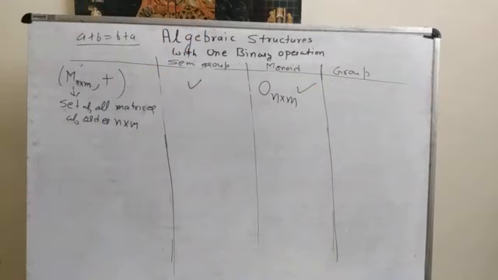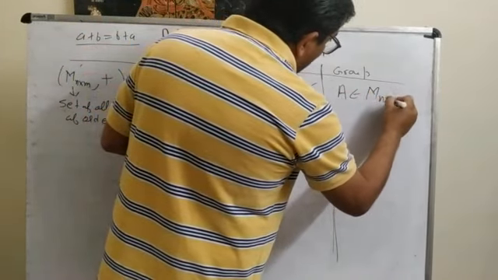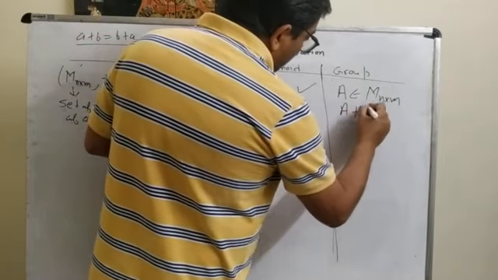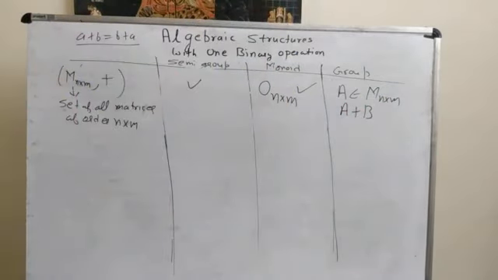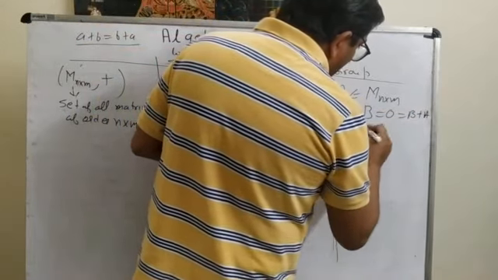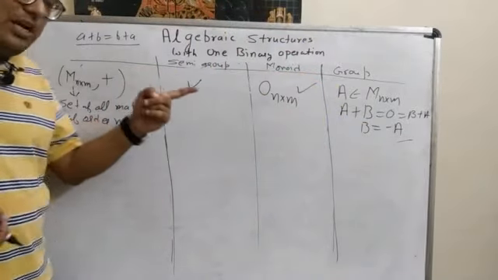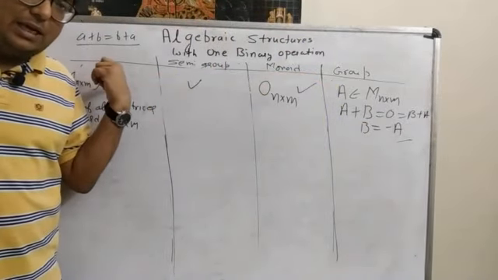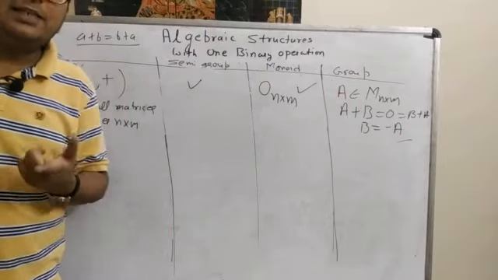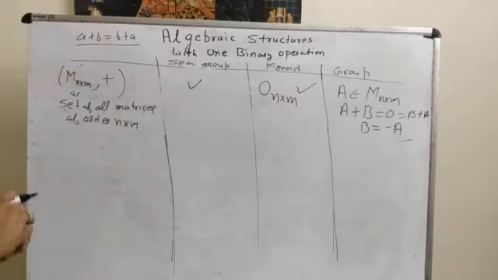And to prove whether it is a group or not, we have to find the inverse of every element. So let's take a matrix A which belongs to the set M n cross n. Now its inverse is B if A plus B is equal to 0 is equal to B plus A, and we know that from here B is equal to minus A. And in this whole case we are assuming that this matrix has entries as real numbers. All the entries of this matrix are real numbers.